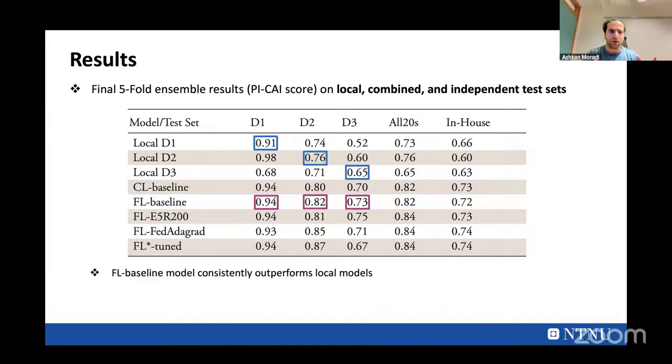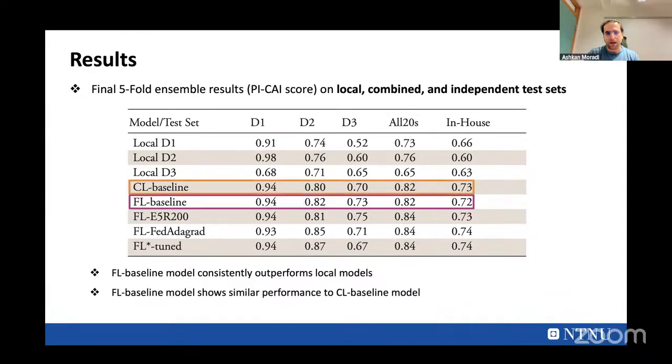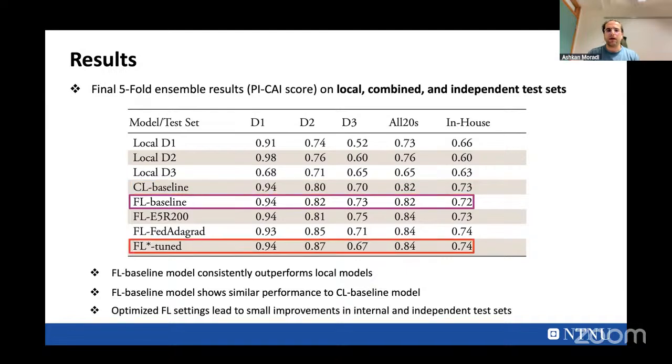So as expected, we see that the federated baseline outperforms the local models. It means that each client can benefit from joining the federation. And very good that the federated baseline can also closely follow the performance of the centralized method. And also we can see that by tuning some specific parameters that we focused on in this work, we can further improve the performance of the federated implementation that we had.